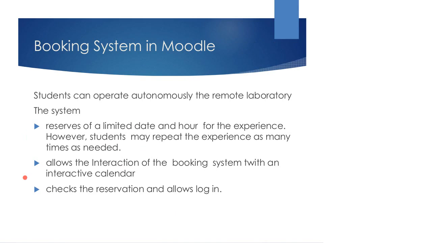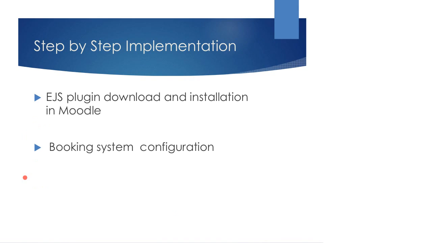The EJS plugin has the ability to interact with the reservation system and authorizes the entry to those students who have made the reservation, meaning the entry to the remote lab. So when somebody tries to enter the remote lab, the system checks the reservation agenda. If the student or group is within the date and time reserved, they are allowed to start the experience. Otherwise, the entry is denied.